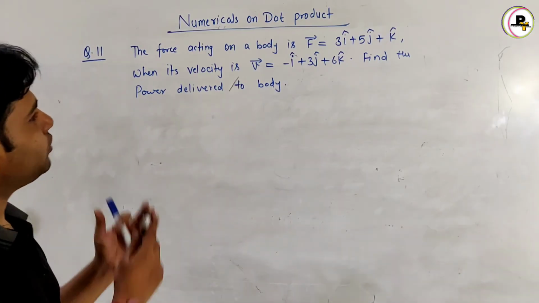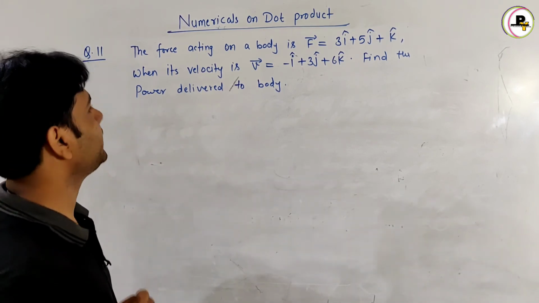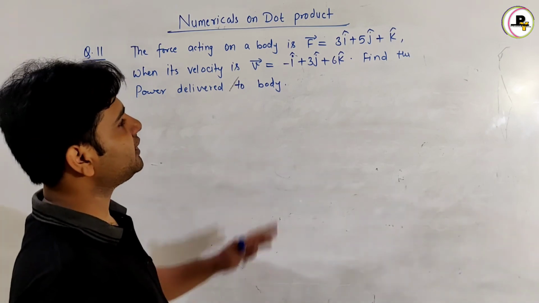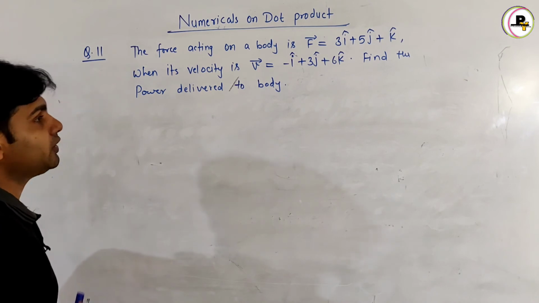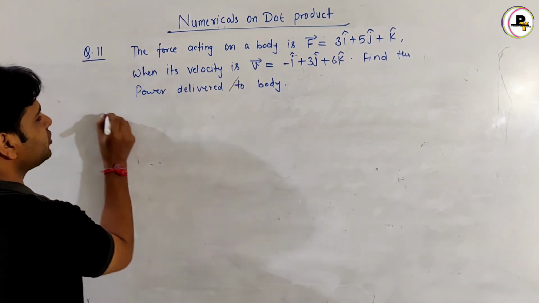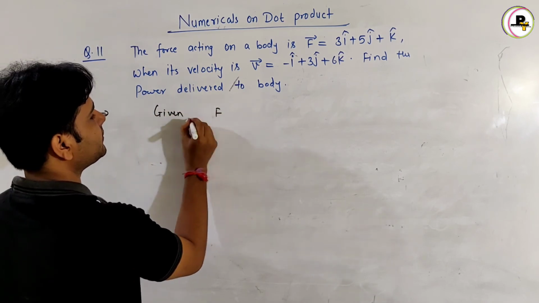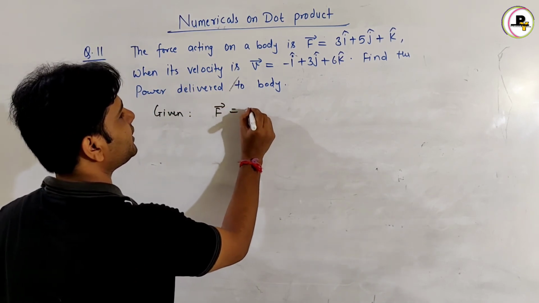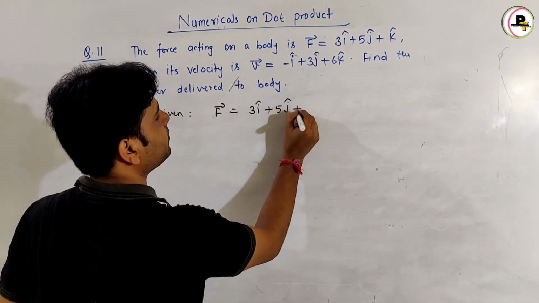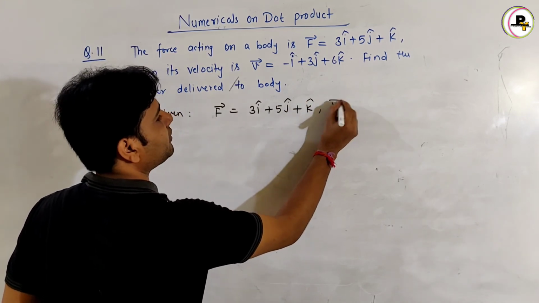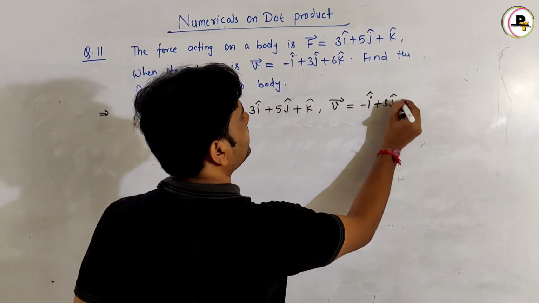Now question number 11 is what? The force acting on a body is F vector equals 3 i cap plus 5 j cap plus k cap when its velocity v vector is equal to minus i cap plus 3 j cap plus 6 k cap. Find the power delivered to the body. So first of all, let's write what is given. We are given force vector F equals 3 i cap plus 5 j cap plus k cap, and velocity vector v equals minus i cap plus 3 j cap plus 6 k cap.